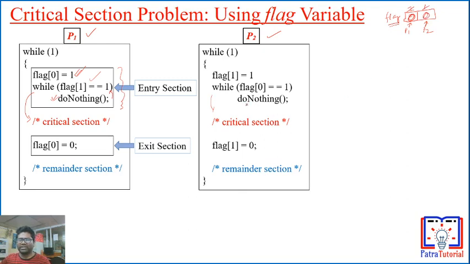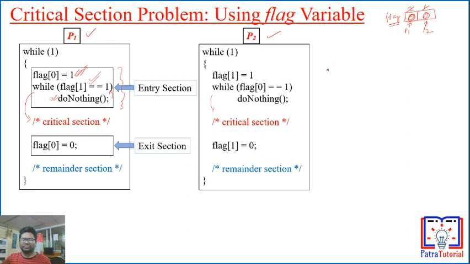So this is what they are doing. First they show their interest. Second, they check whether the other one is interested or not. If it is not interested, then they directly get into the critical section, and while leaving the critical section, they update their flag variable to 0, or false, again.